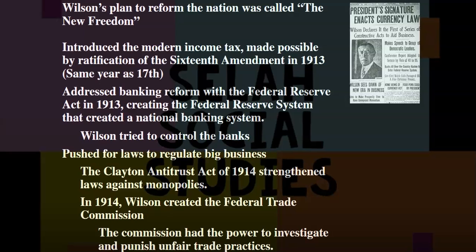Wilson believed that the Clayton Act would better control and prevent the creation of trusts. That same year, Wilson created the Federal Trade Commission, or the FTC, which had the power to investigate and punish unfair trade practices. The combination of the Clayton Antitrust Act and the creation of the Federal Trade Commission was a part of Wilson's progressive domestic plan that again helped consumers by regulating corporations.